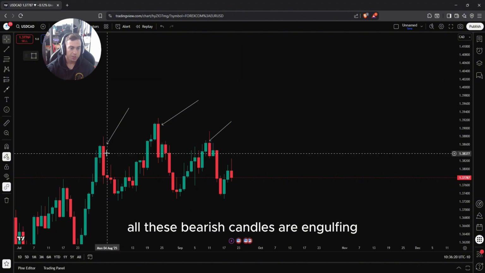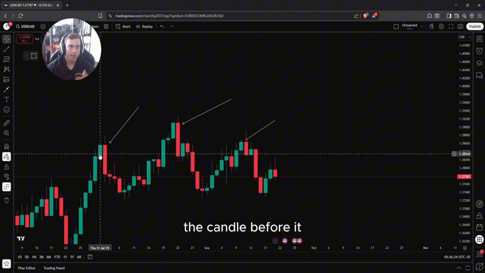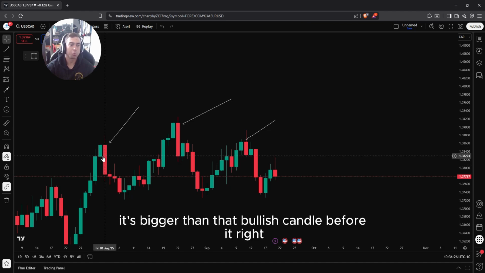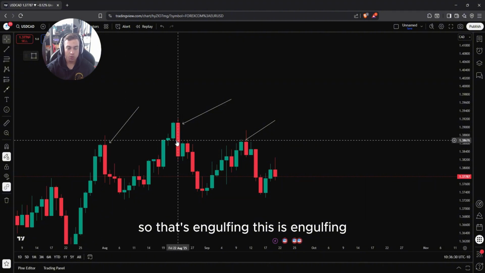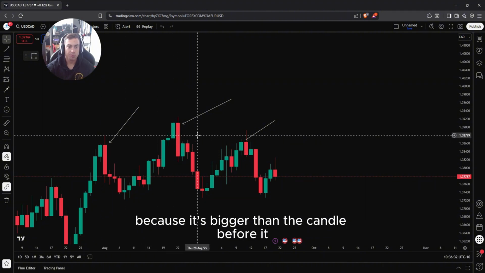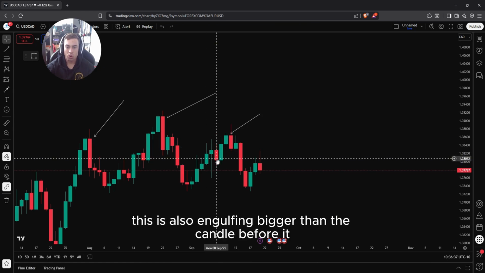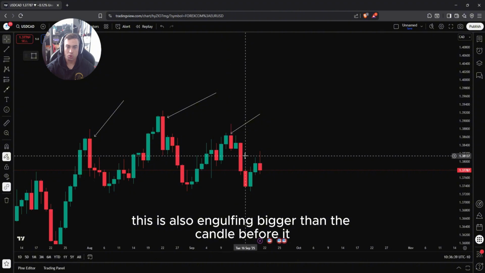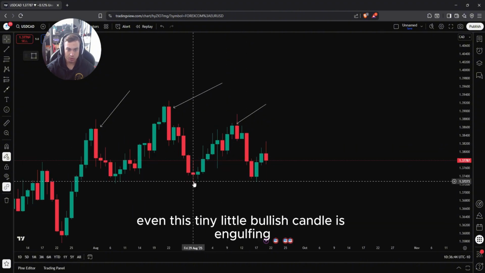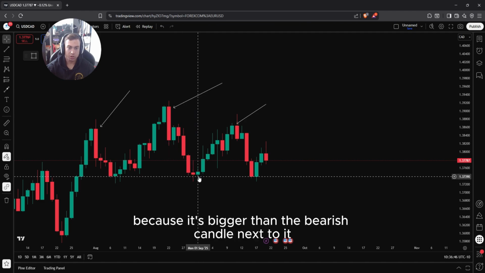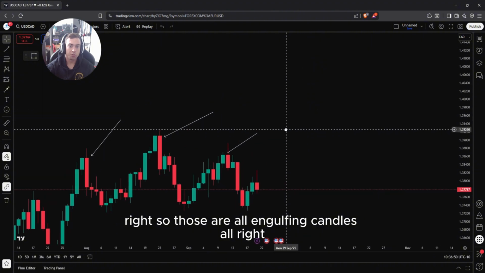Okay, all these bearish candles are engulfing because each is bigger than the candle before it. It's bigger than that bullish candle before it, right? So that's engulfing. This is engulfing because it's bigger than the candle before it. This is engulfing, it's bigger than the bullish candle before it. This is also engulfing, bigger than the candle before it. This is engulfing, right? Even this tiny little bullish candle is engulfing because it's bigger than the bearish candle next to it, right? So those are all engulfing candles.